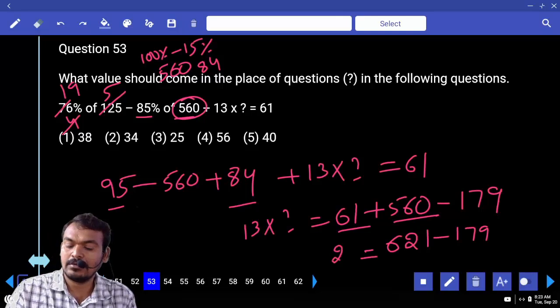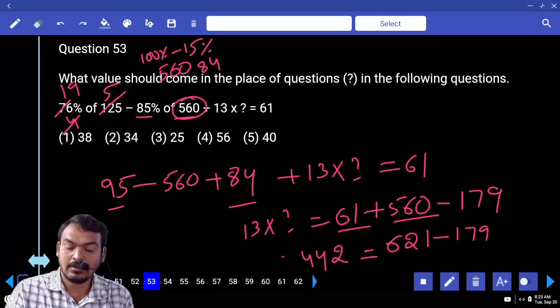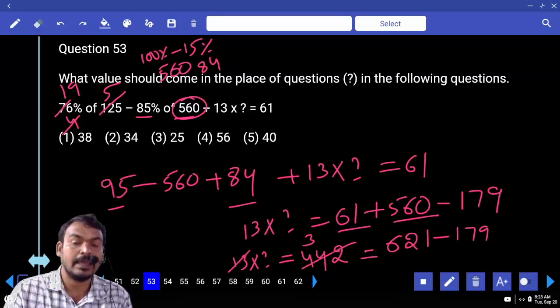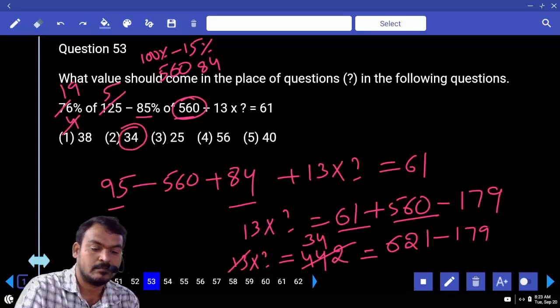11 minus 9, 2. 61 minus 17, 44. That is equal to 13 into something. 13 how many times? 3 times. Again 4 times. It is 34.